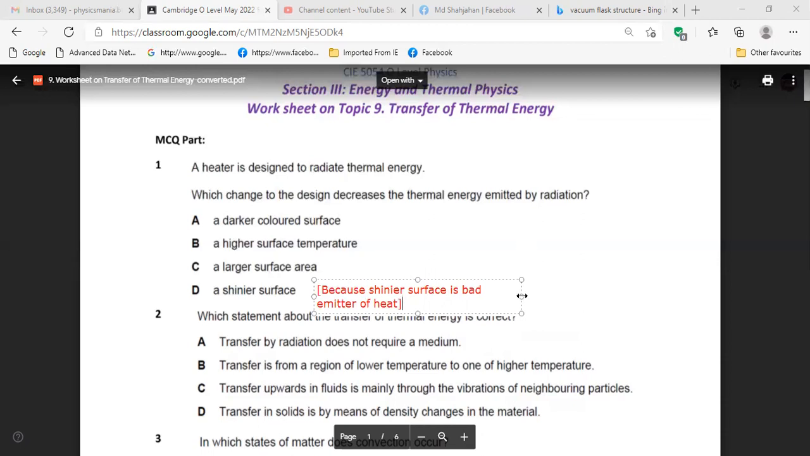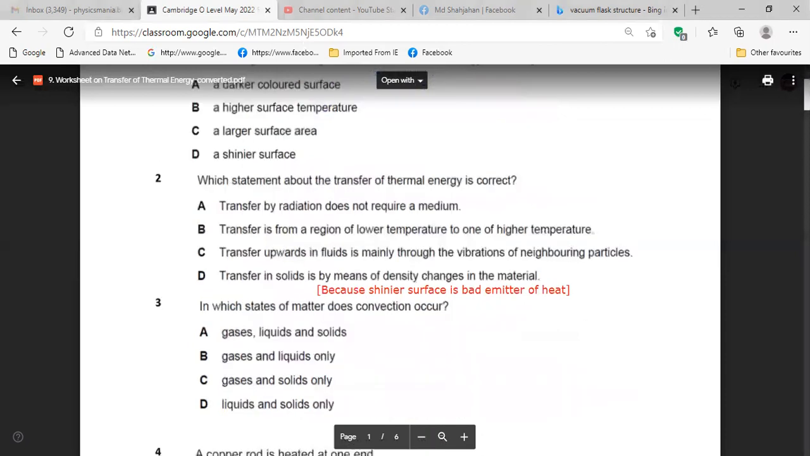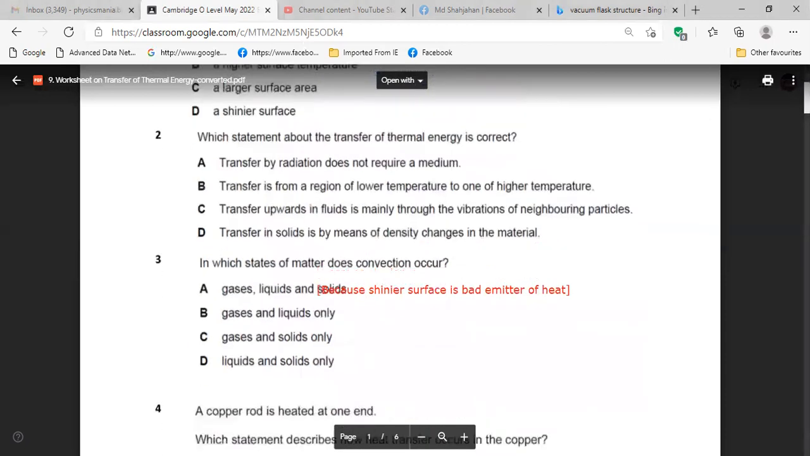Now we are going to question number 2. Farabi, continue to question 2, please. Which statement about thermal energy is correct? Transfer by radiation does not require a medium. Transfer is from a region of lower temperature to one of higher temperature. Transfer upwards in fluids is mainly through the vibrations of neighboring particles. Transfer in solids is by means of density changes in the material. So which one is our answer here?